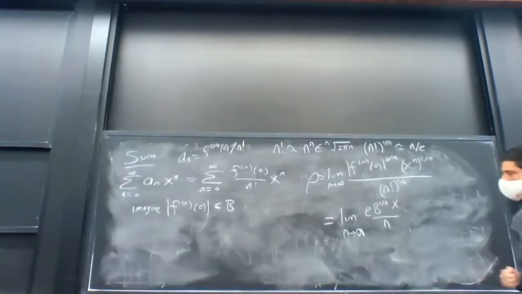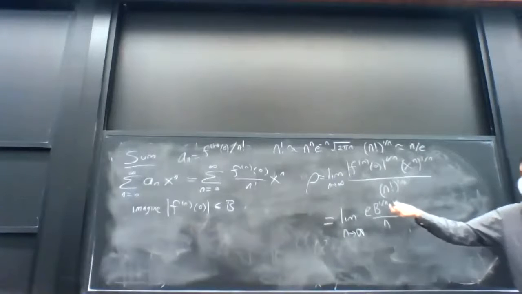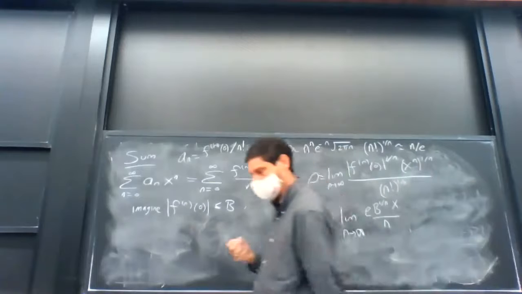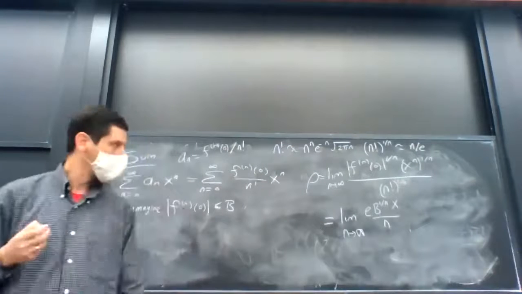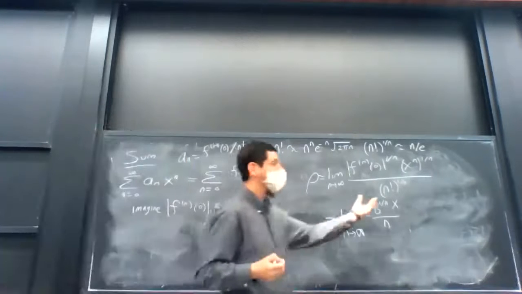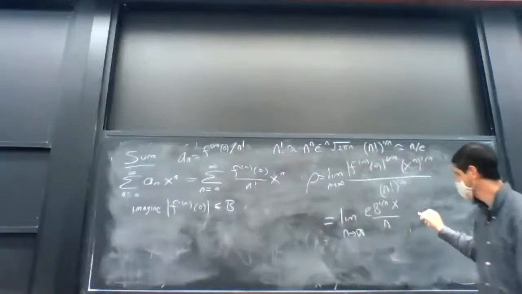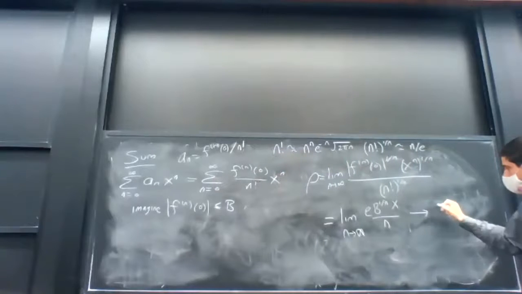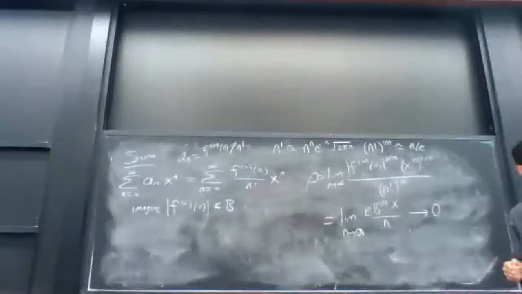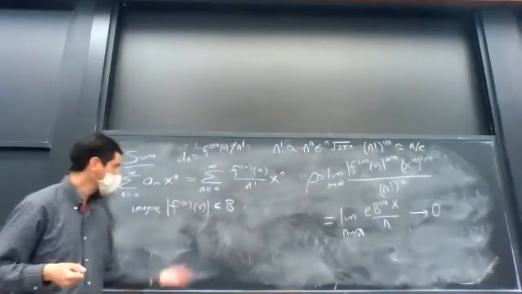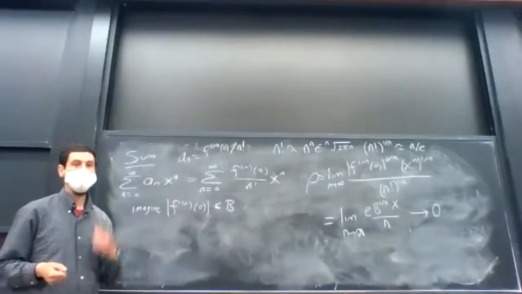What is this going to go to? As n gets very, very large, what does b to the 1 over n go to? It goes to 1. So the numerator is bounded. The denominator goes to infinity. So what does this whole thing go to? It goes to 0. So it converges for all x. If we're in a situation where the nth derivative is bounded, the Taylor series converges for all x.